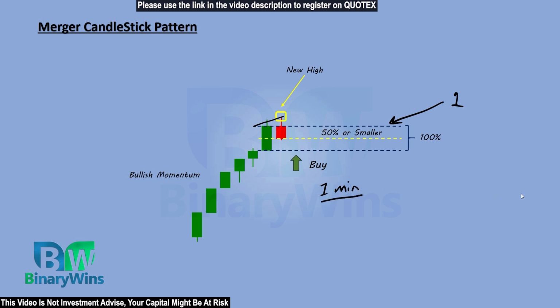After that, the next candle will move up with a probability of 85%. That's why this pattern is called the merger candlestick pattern. But you should keep a few things in mind.